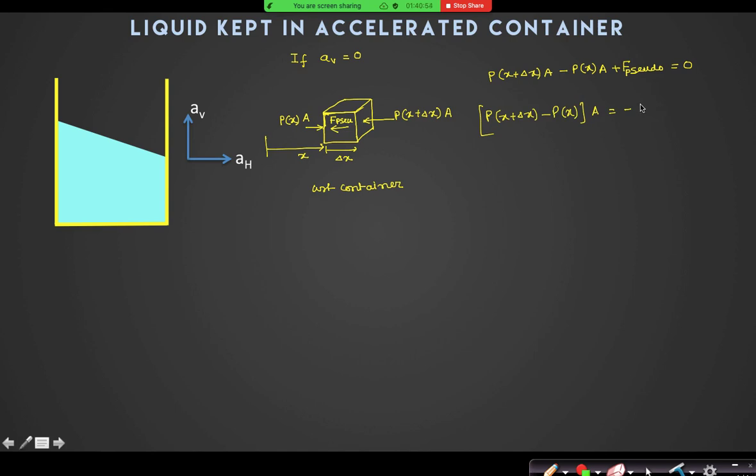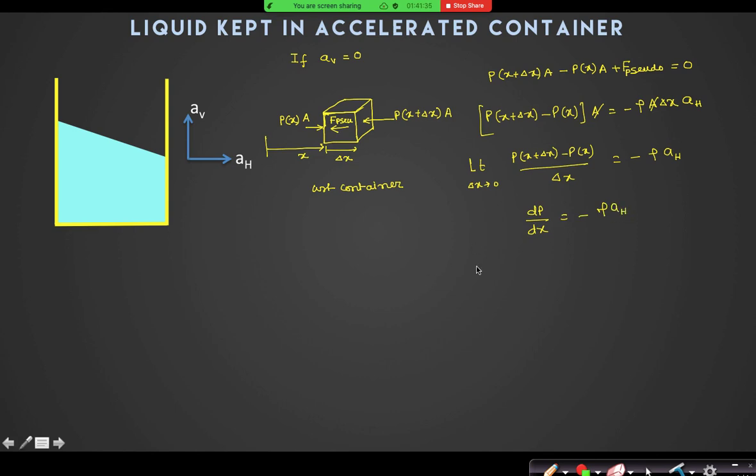What is F pseudo here? Rho into A into delta x, volume, multiplied by acceleration AH. Yes or no? So I can now take the limit delta x tends to 0, P of x plus delta x minus P of x divided by delta x, A gets cancelled out, is equal to minus rho AH. So here I can say dP by dx equal to what? Minus rho AH.